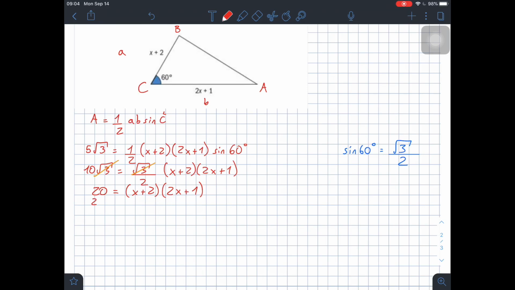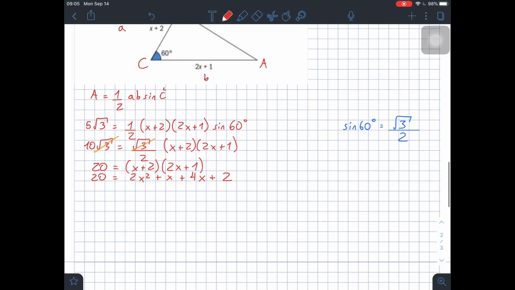I'm going to say that 20 is equal to x plus 8 times 2x, that's 2x squared. 1 times x, that's x. 2 plus 2 times 2x is 4x, and 2 times 1, that's 2. Okay, so I see that I can add like terms. So we're going to get that 20 is equal to 2x squared plus 5x plus 20 plus 2, sorry.